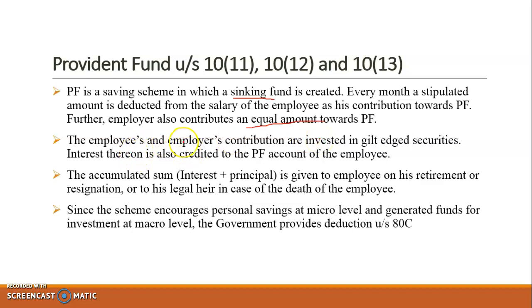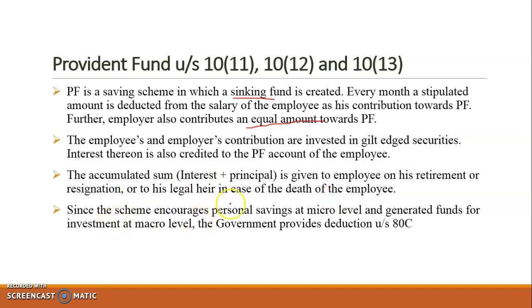The employee's and employer's contributions are invested in gilt-edged securities, and interest thereon is also credited to the PF account of the employee. So contribution as well as the interest thereupon is credited to the PF account of the employee every month. So the accumulated sum, that is interest plus principal, is given to the employee on his retirement or resignation, or to his legal heir in case of death of the employee.